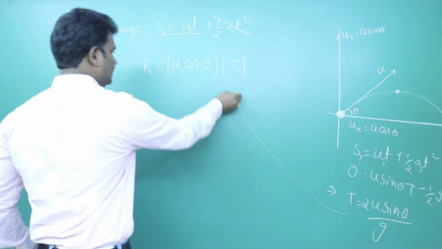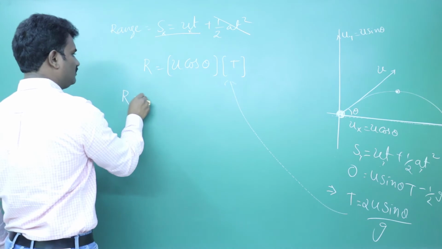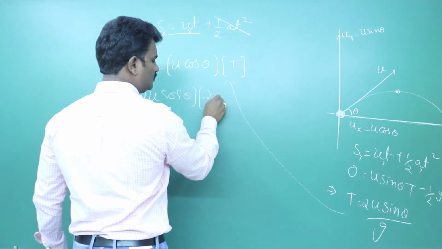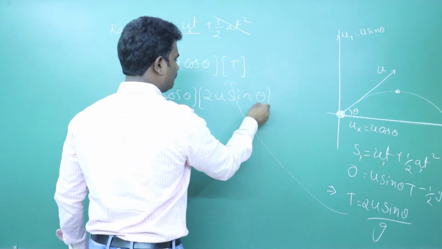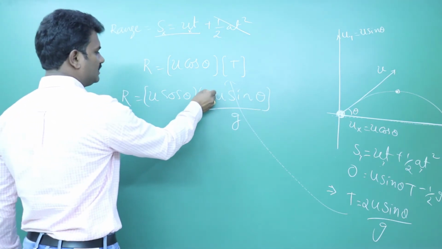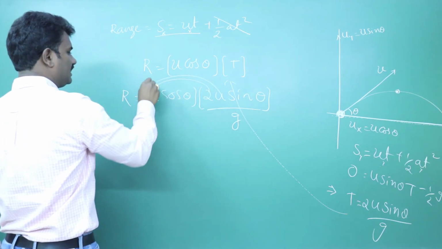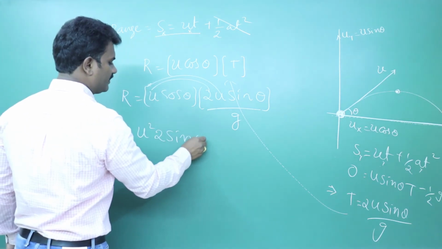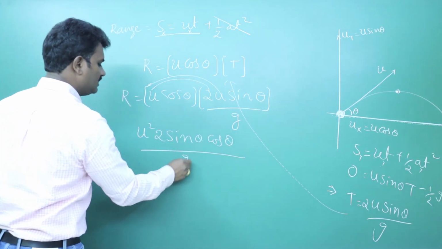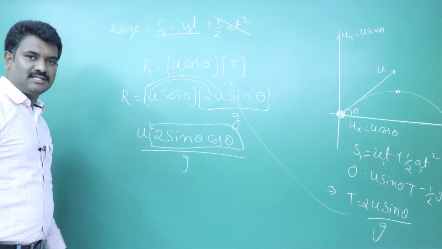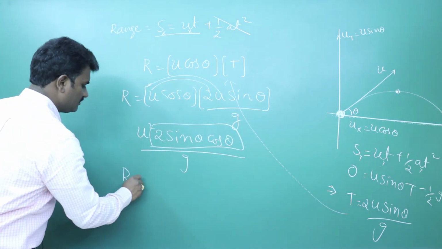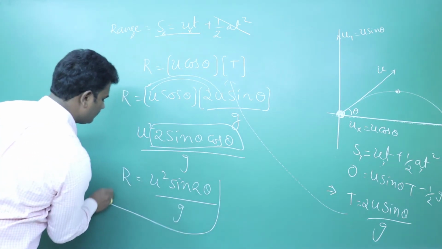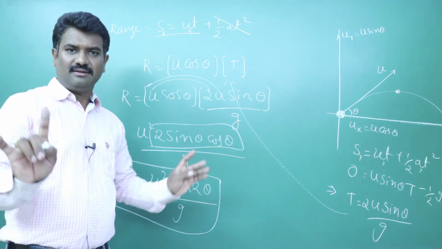I am substituting the t here, and you see what happens. R is equal to u cos theta into 2u sin theta by g. Now see, this is u, take it outside, u into u becomes u square into 2 sin theta cos theta by g. 2 sin theta cos theta is nothing but sin 2 theta. So r is equal to how much? U square sin 2 theta by g. This is our formula for horizontal range. Is it clear? That's all.